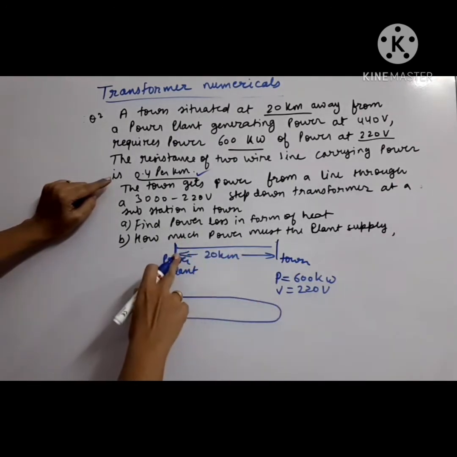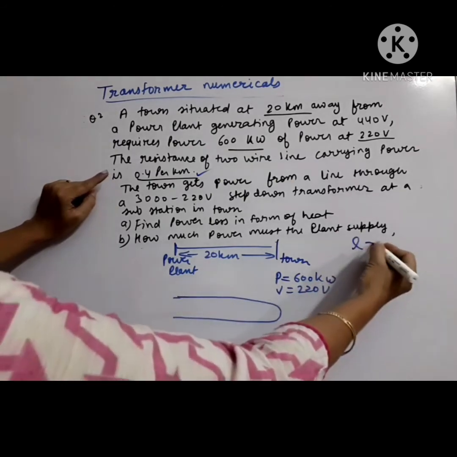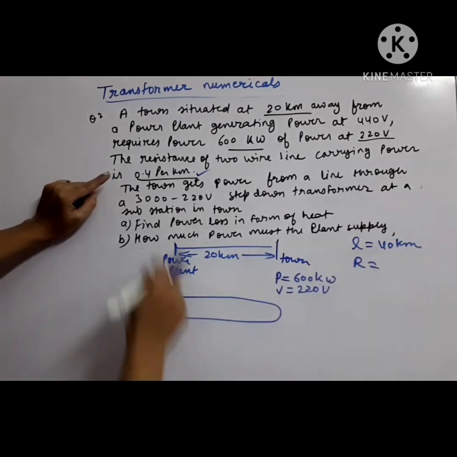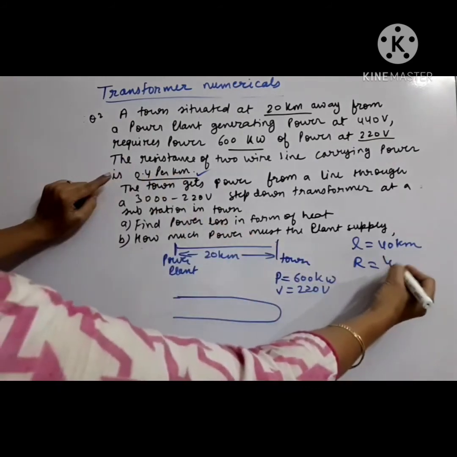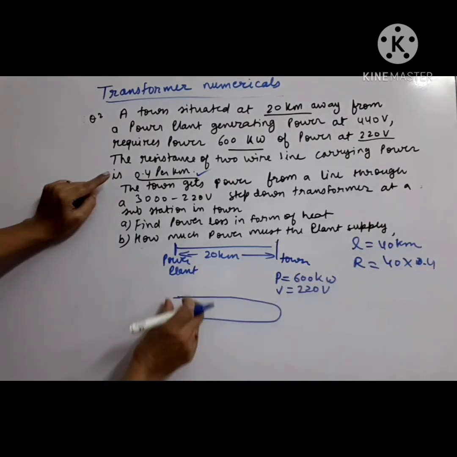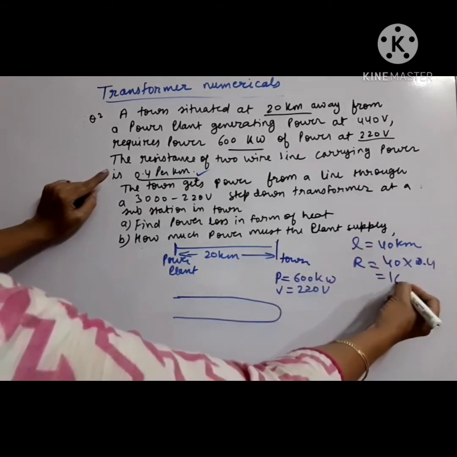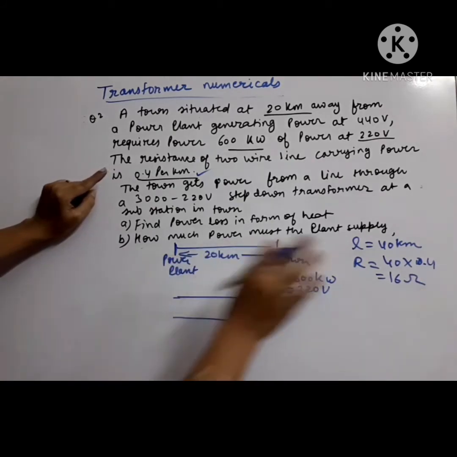See, the distance is 20 kilometer and the wires are 2. So 20 plus 20, 40 kilometer is the length of the wire. So how much will be the resistance of the total wire? Per kilometer 0.4 is the resistance. So 40 into 0.4. Every 1 kilometer has a resistance of 0.4. How many total kilometers are there? 40. So 40 into 0.4, it will become 16 ohm. So the total resistance is 16 ohm.